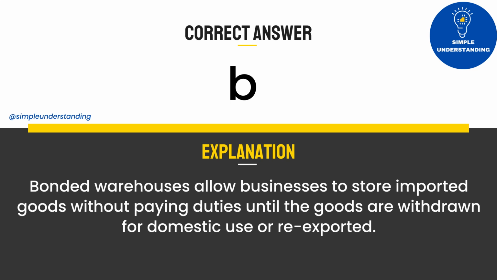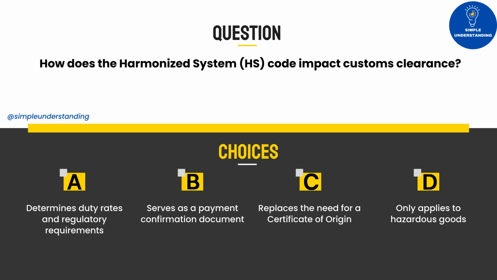or re-exported. 4. How does the Harmonized System, HS, code impact customs clearance? A. Determines duty rates and regulatory requirements. B. Serves as a payment confirmation document. C. Replaces the need for a certificate of origin. D. Only applies to hazardous goods.